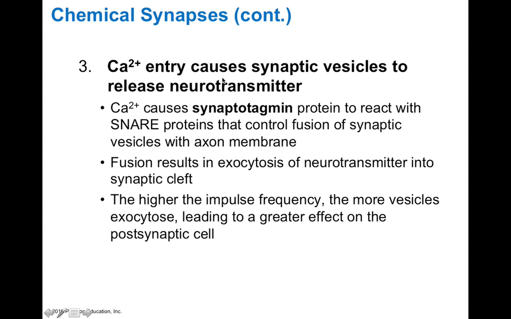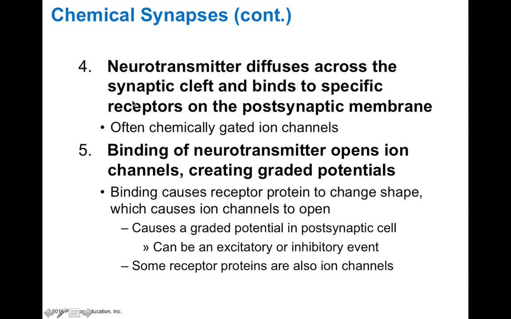Now, once calcium entry occurs, this triggers the release of synaptic vesicles, because calcium causes synaptotagmin protein to react with SNARE proteins that cause the fusion of your synaptic vesicles with the axon membrane, and the fusion of the vesicle triggers the exocytosis of the neurotransmitter into the synaptic cleft. At higher impulse frequency, you release more vesicles, and this leads to a greater effect on the postsynaptic cell.